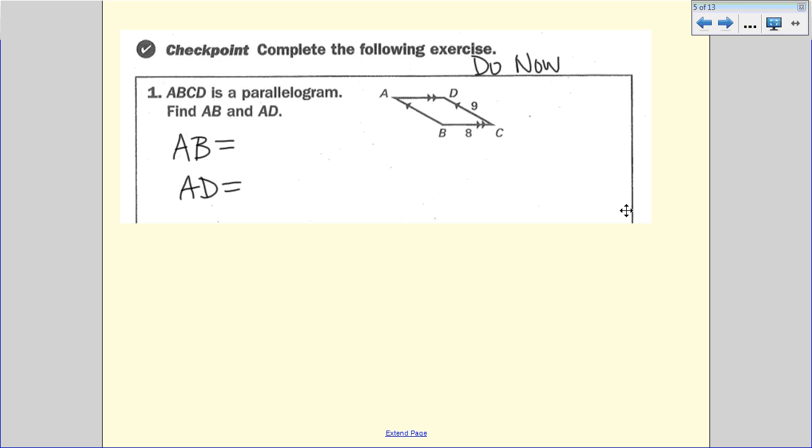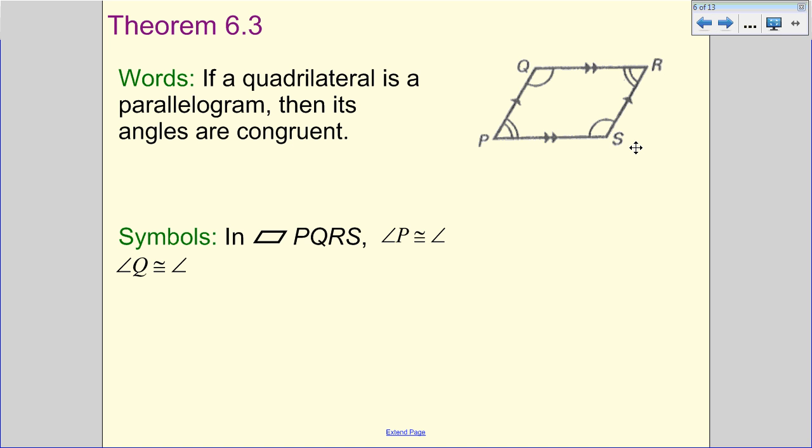Okay. Now we're going to take a look at what we know about the angles of a quadrilateral that's a parallelogram. If a quadrilateral is a parallelogram, then its opposite angles are congruent. That means in parallelogram PQRS, angle P is congruent to its opposite angle, angle R. And angle Q is congruent to its opposite angle, which is angle S.